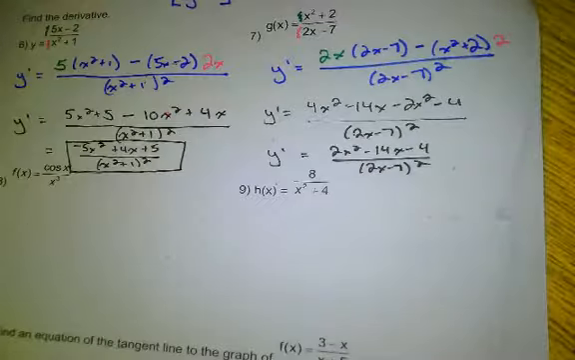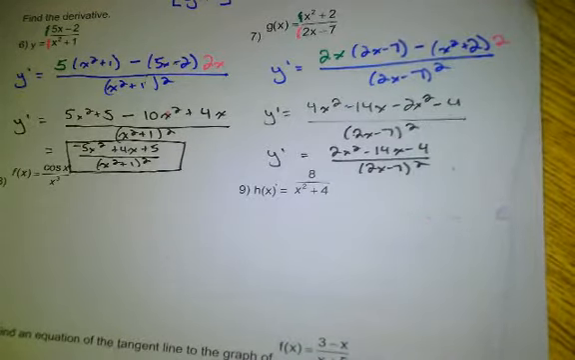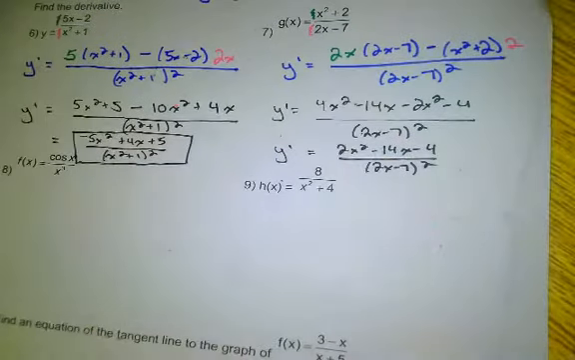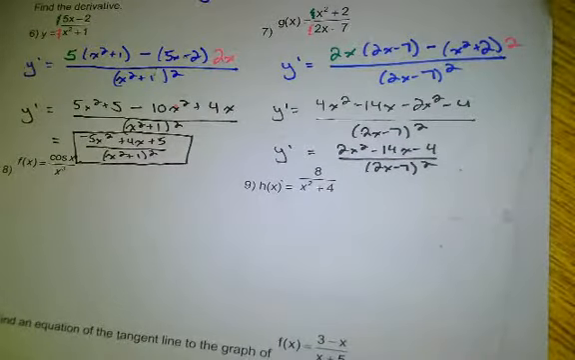2x squared minus 14x minus 4 all over bottom squared. Now you could take out a 2, but they probably wouldn't do that because it would just be sitting in front. I don't see them doing that. They don't factor unless anything cancels. So their answers always look like this, unless it factors and cancels. If it factors and doesn't cancel, they don't usually do that.